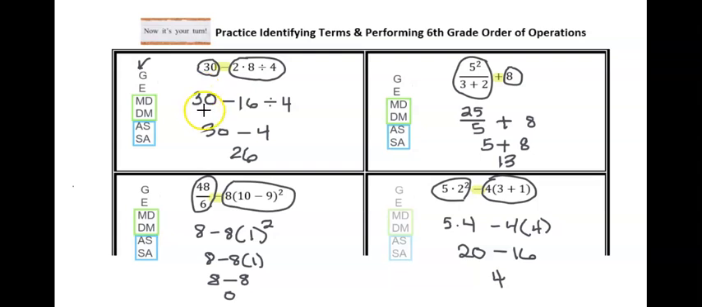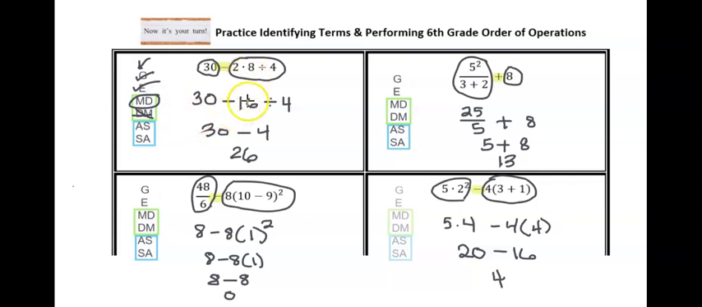All right, so the first problem, check your rows. You should have left 30 alone because you needed to clean up this term that has operations within it. And you should have done multiplication first. Using your checklist, there were no grouping symbols, there were no exponents, there was multiplication and division, and we work left to right, so we should have selected this one first.